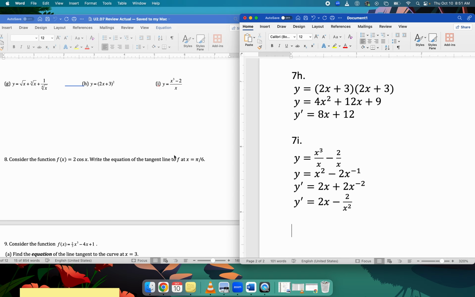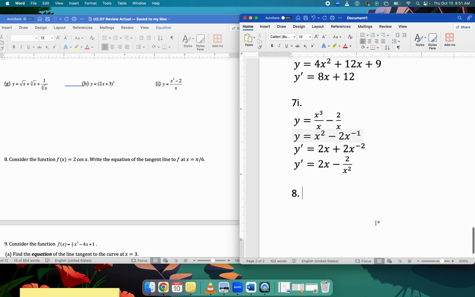Number 8. Consider the function f of x equals 2 cosine x. Write the equation of the tangent line to f at x equals pi over 6. This is showing that you guys need to know your trig values, right?